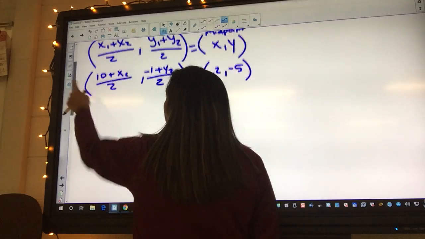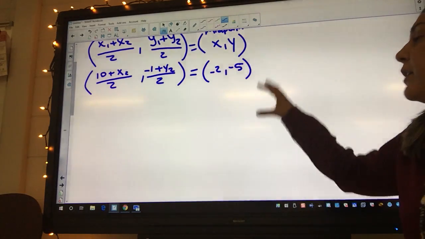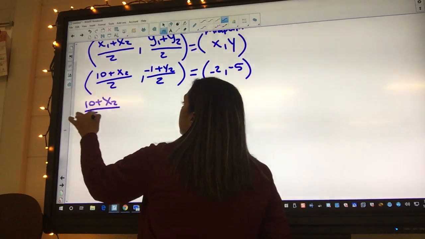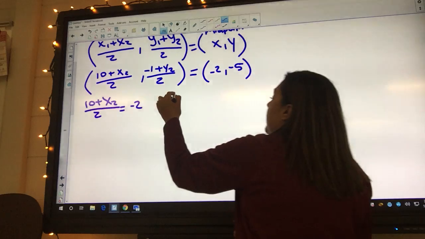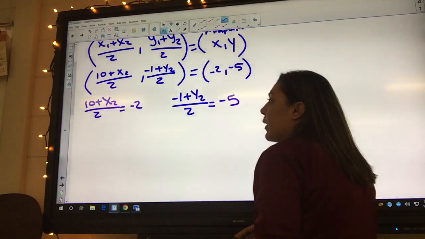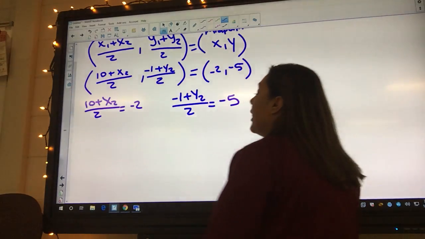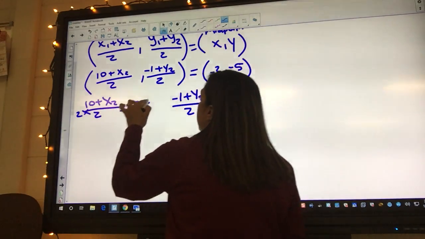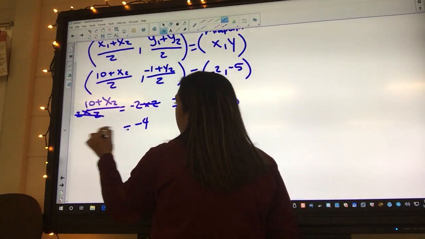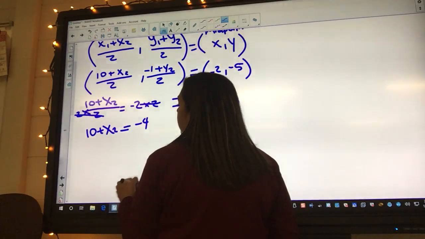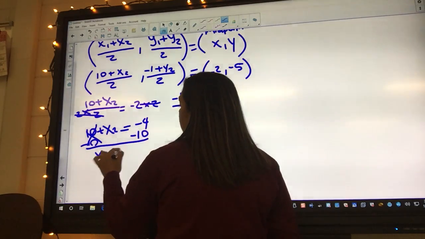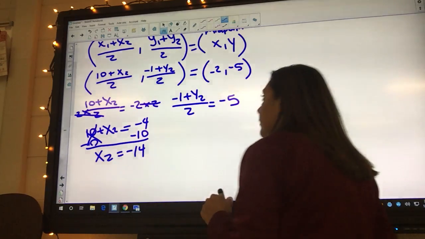Okay, and then this is where we kind of separate these and put the x's where the x's go. So I got 10 plus x sub 2 over 2 equals negative 2. And then my y is negative 1 plus y sub 2 over 2 equals negative 5. Okay, and then on all these, you got to multiply both sides by 2 to get rid of that bottom number first. So it's going to be negative 4. And then you got 10 plus x sub 2. And we subtract 10 from both sides. So I got x sub 2 equals negative 14.